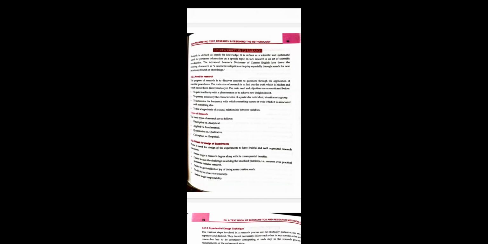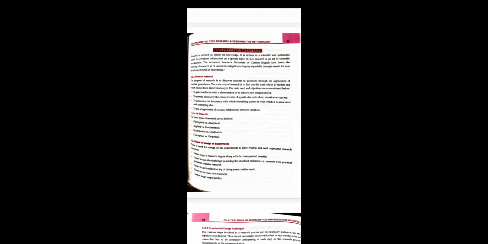Next, fourth one is to test the hypothesis of a causal relationship between the variables. What is the need of the research? The purpose of the research is to discover the answers to the questions.